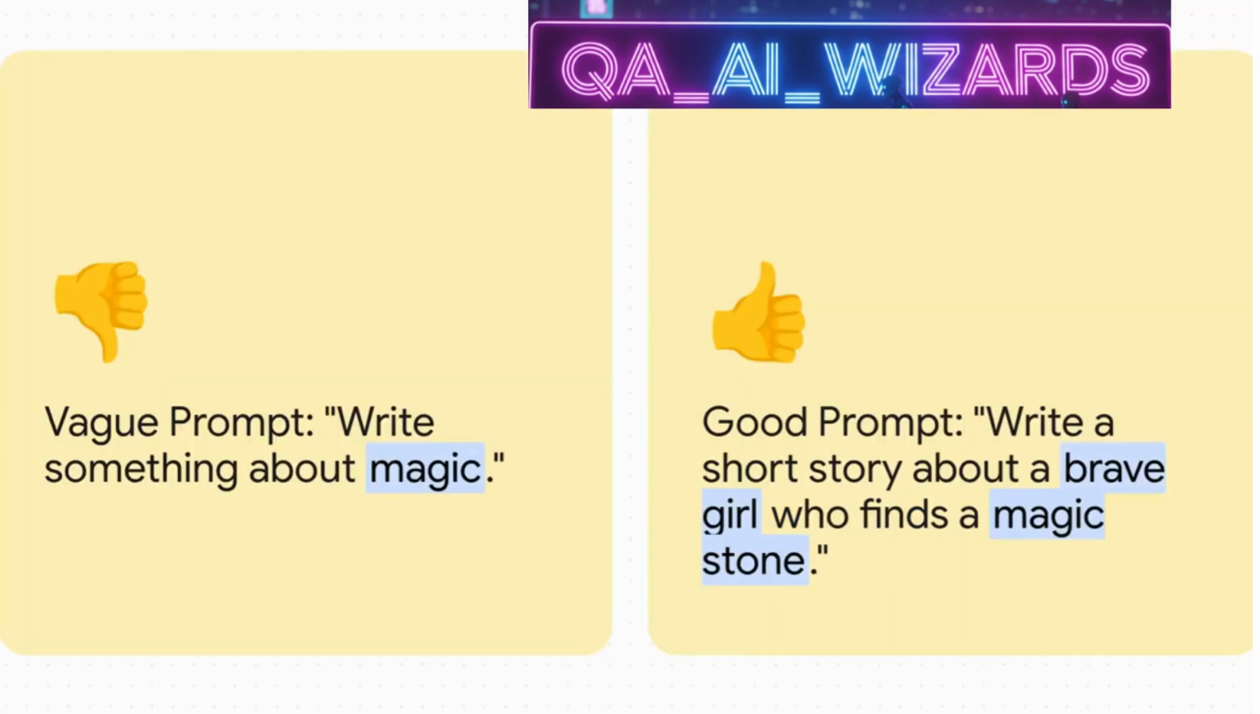And just look at the difference here. Write something about magic? What is the AI supposed to do with that? It's just way too broad. But then you write a short story about a brave girl who finds a magic stone. Boom. Now the AI has a character, a genre, and a specific plot point. It has direction. Always remember, the quality of what you put in directly shapes the quality of what you get out.